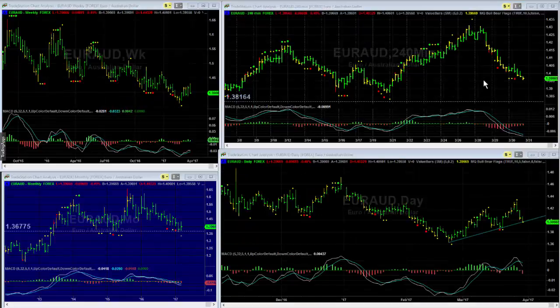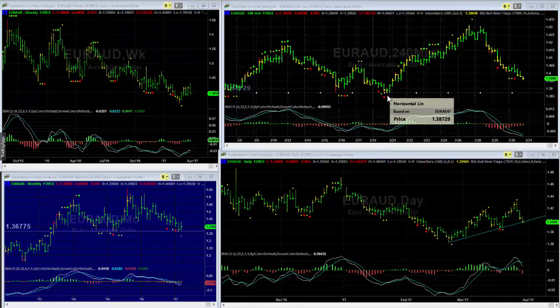With the Euro Aussie, you can see we've got this daily trend line across here. We're sitting right on that trend line right now. We're looking pretty bearish on the 240. Looks like it does want to go lower. And we're also sitting on a longer term monthly support line here at 1.36775. We poked through that last month and came back up again. So maybe in April we'll start to see them move back down again. It's looking like it wants to go lower.